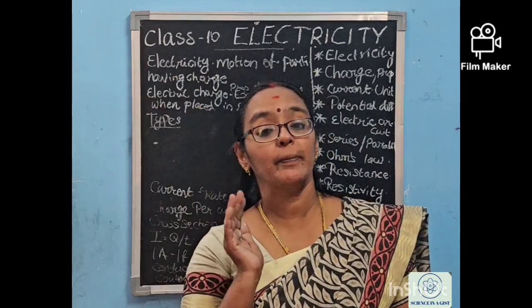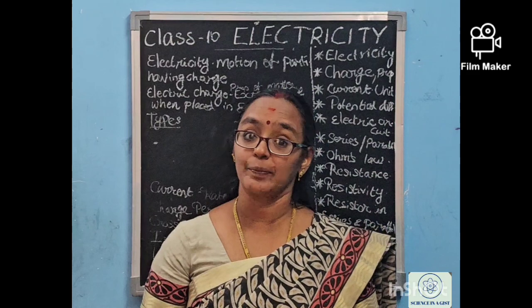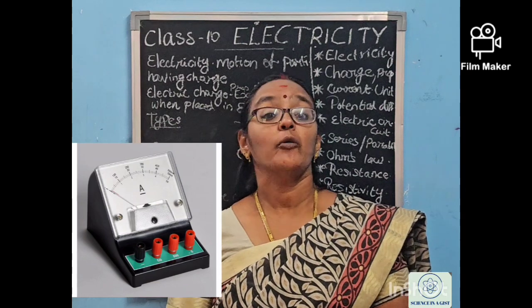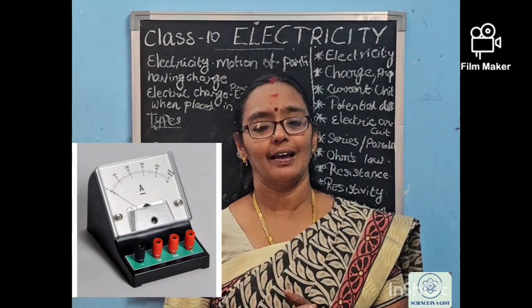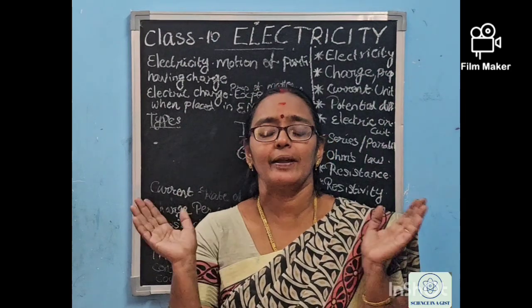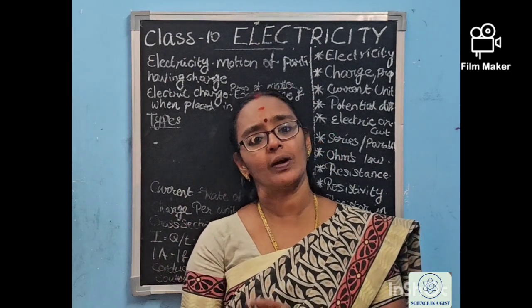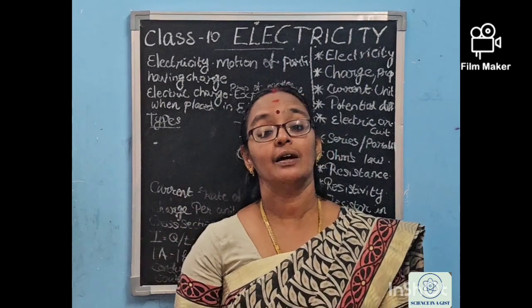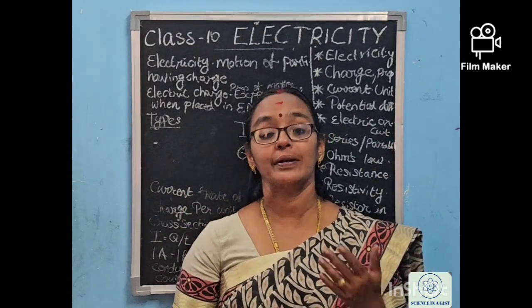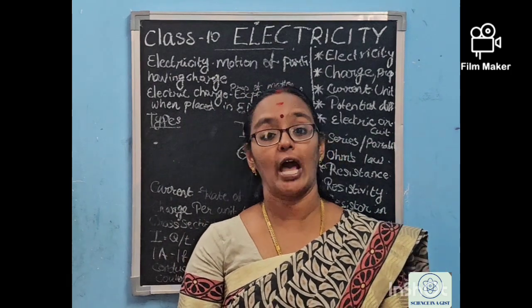Now, how can we measure the current? There is a meter for measuring current and that meter is called an ammeter. Current is a scalar quantity and it can be measured. As we know, the unit of current is ampere. This will usually be in the form of milliampere or microampere. Milliampere means 10 raised to minus 3 ampere. Microampere means 10 raised to minus 6 ampere. Current can be measured by using an instrument called an ammeter.